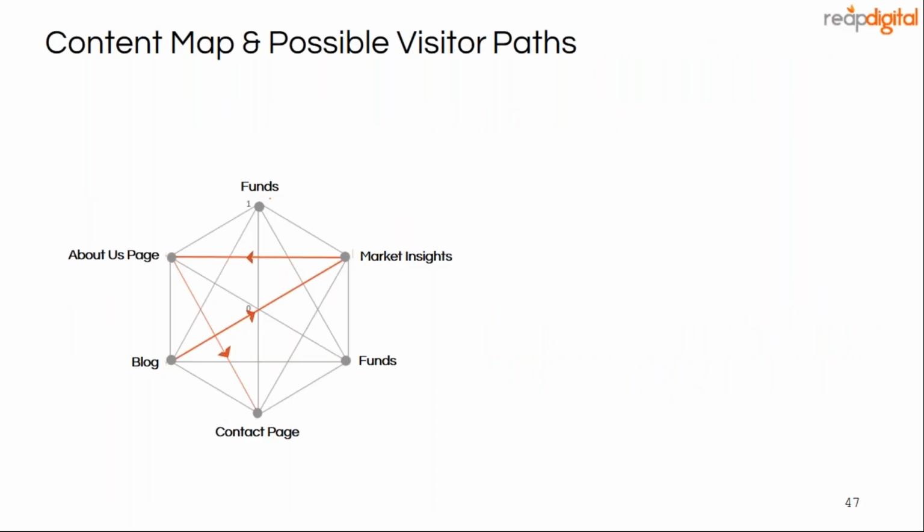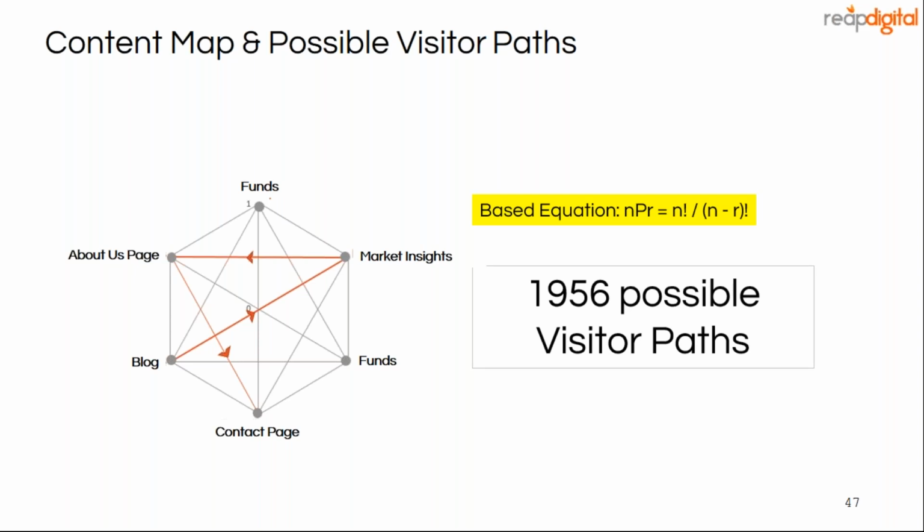Think about if we have multiple content segments, like 6. In this case, we have 6 different content segments and multiple user paths. If you want to calculate how many user paths, we can use this equation, and there are 1956 possible visitor paths. So think that you want to segment and analyze the conversion rate using Google Analytics. It is impossible, because it will take a lot of time, a lot of effort and a lot of resources.